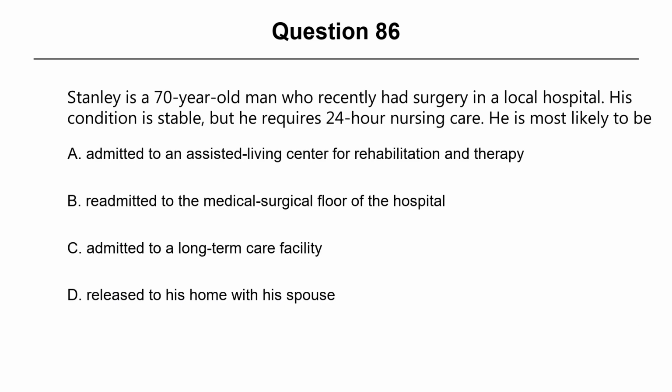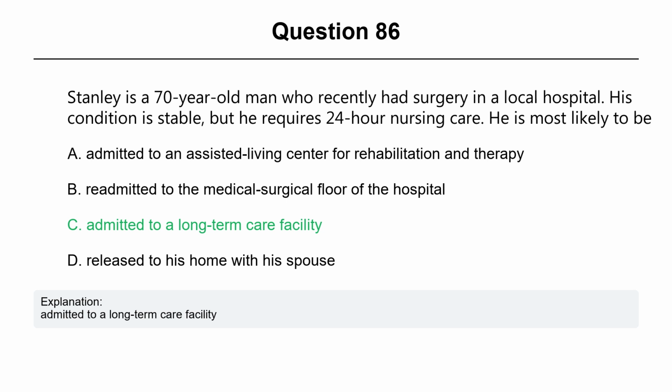Question 86. Stanley is a 70-year-old man who recently had surgery in a local hospital. His condition is stable, but he requires 24-hour nursing care. He is most likely to be: Option A, admitted to an assisted living center for rehabilitation and therapy. Option B, readmitted to the medical surgical floor of the hospital. Option C, admitted to a long-term care facility. Option D, released to his home with his spouse. The correct answer is option C, admitted to a long-term care facility.